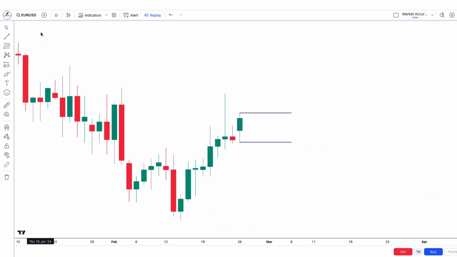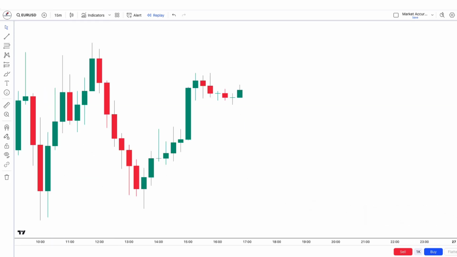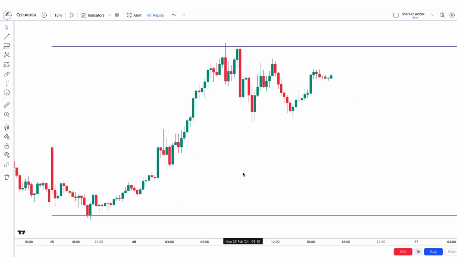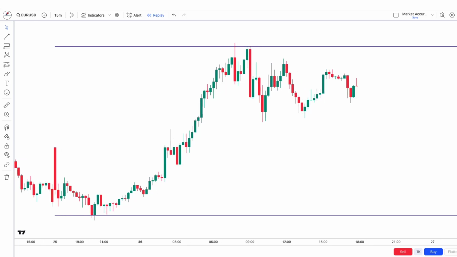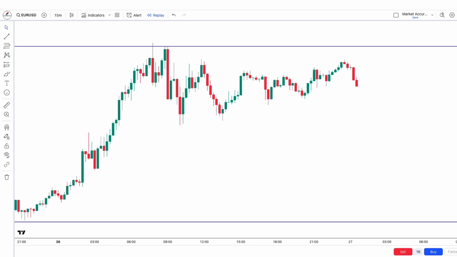Okay. Now I'm going to drop down to the 15-minute time frame. We have the Monday high, Monday low. Just around here, you can see that we took out the Monday high. Now we're going to wait for a market structure shift. Primarily, you want to see a body closure.